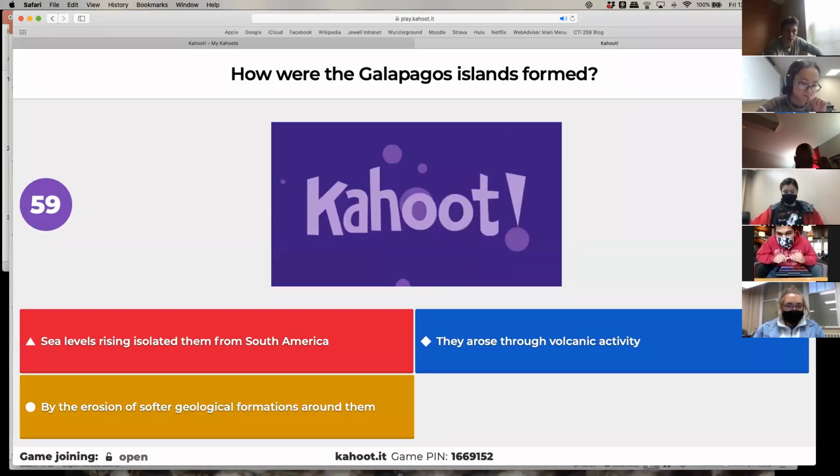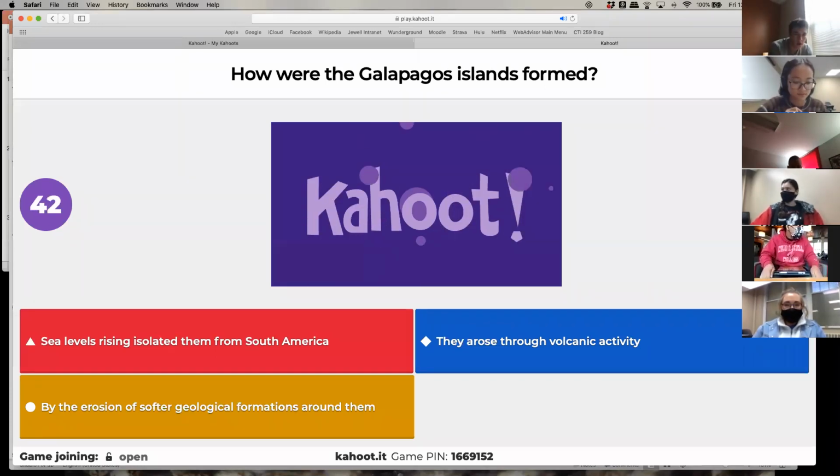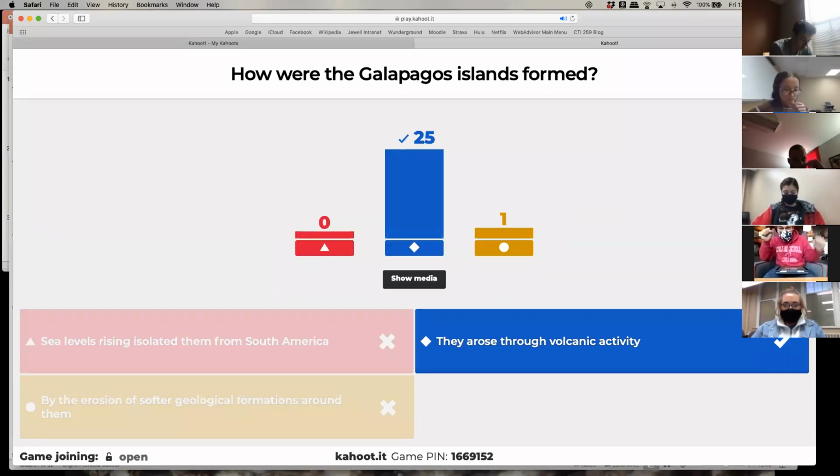How were the Galapagos Islands formed? Do you have 24 people? Usually, oh, there it is. Okay, so almost all of you got that they arose through volcanic activity, which is one of the first things that we talked about on Wednesday.